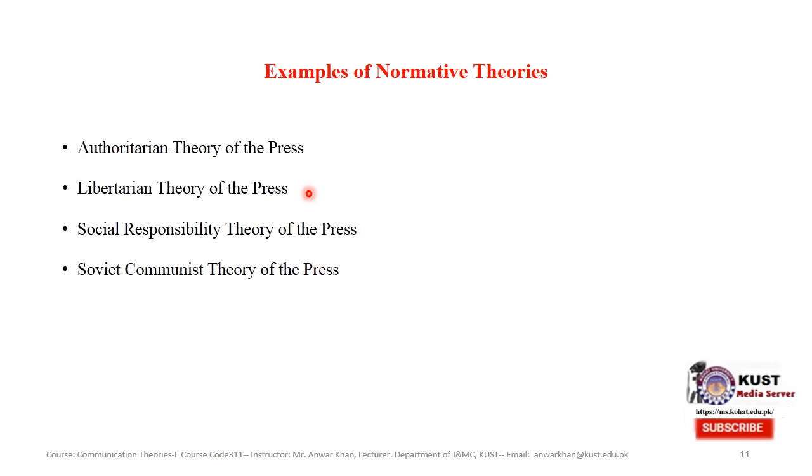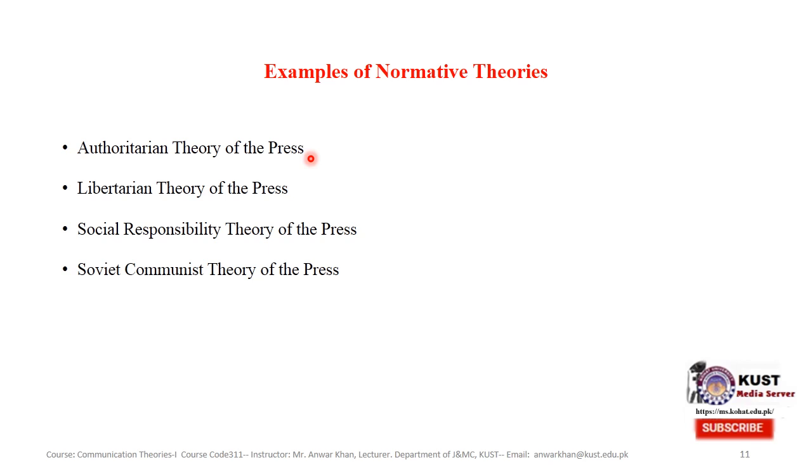Similarly, another important thing that you need to have information about is that these normative theories, it doesn't mean that a country will always and completely follow one form of the government. No, it does not mean so. These normative theories can overlap. For example, if a country is following the libertarian theory of the press, then at another time in history, it can follow the social responsibility theory of the press, or even sometimes it can become or act like an authoritarian government, right? So we need to understand and keep these things in mind, that these can overlap from each other.